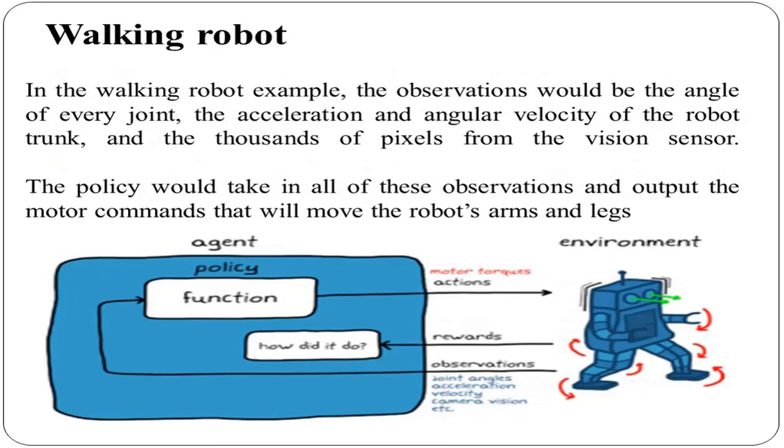For example, let us see a walking robot. In the walking robot example, the observations would be the angle of every joint, the acceleration and angular velocity of the robot trunk, and the thousands of pixels from the vision sensor. The policy would take in all of these observations and output the motor commands that will move the robot's arms and legs.